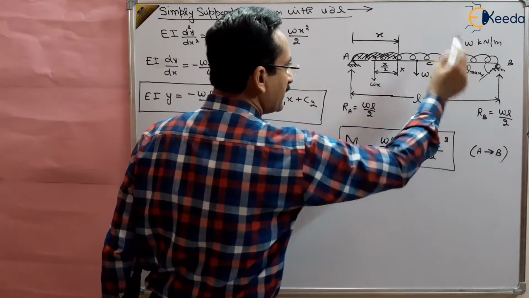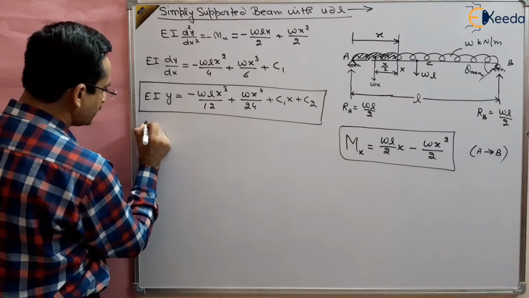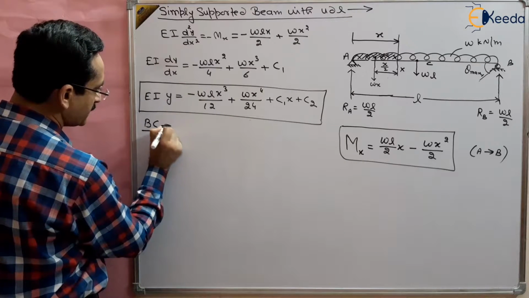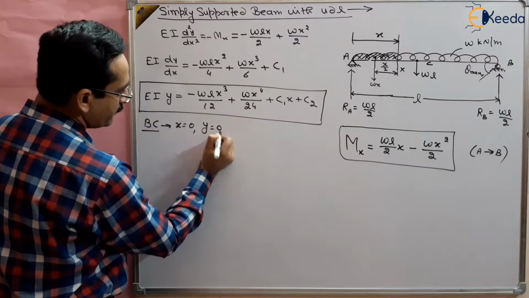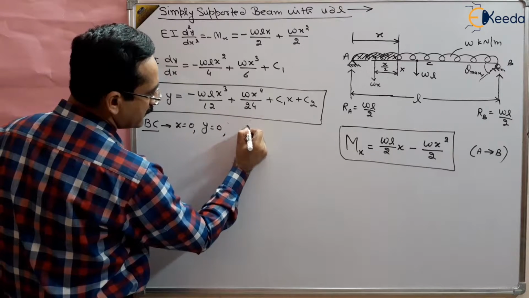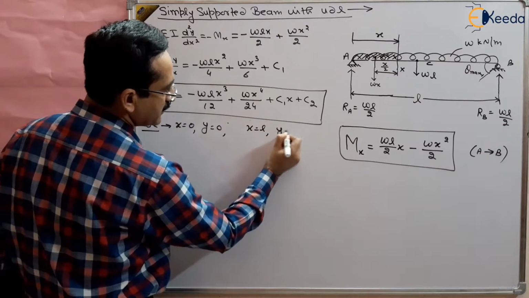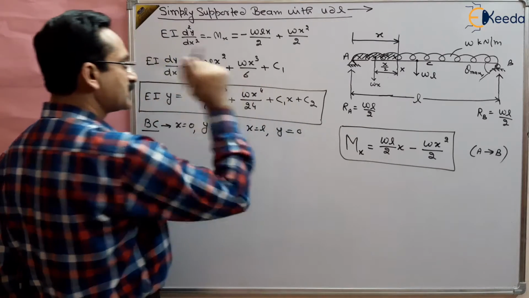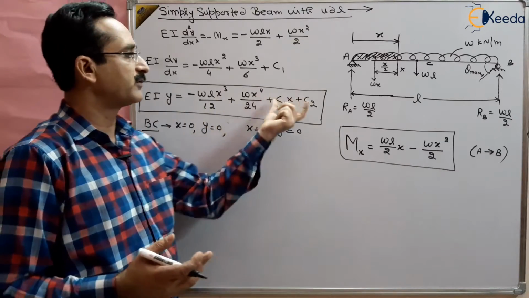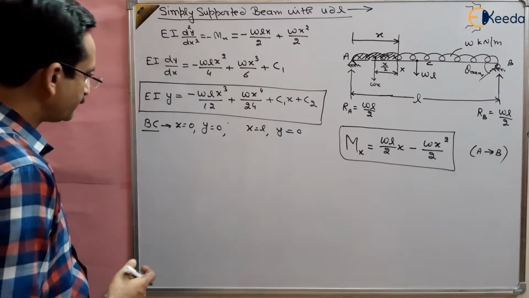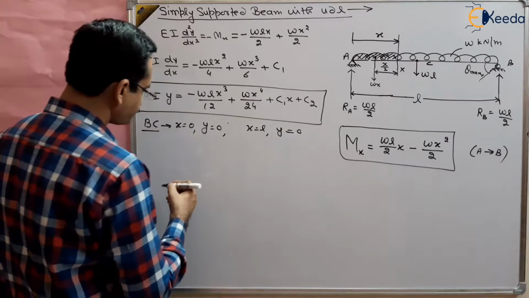At x is equal to L, deflection is 0. So at x is equal to 0, what are the boundary conditions? At x equal to 0, deflection is 0. At x equal to L, deflection is again 0. Put these two boundary conditions in this equation and you will get the values of C1 and C2. So what are C1 and C2?